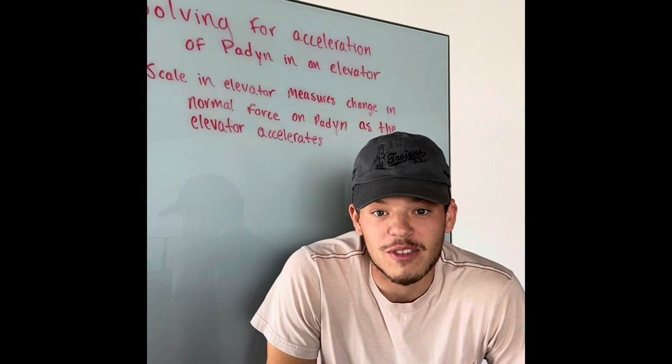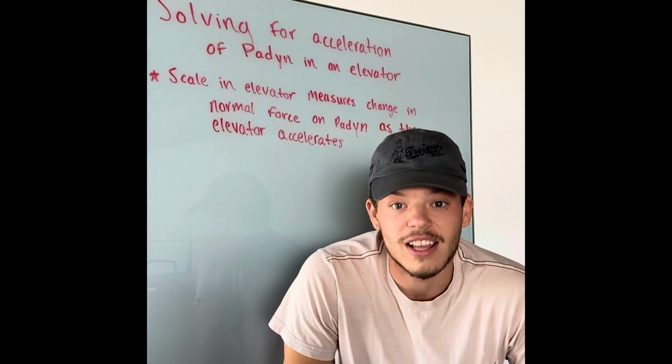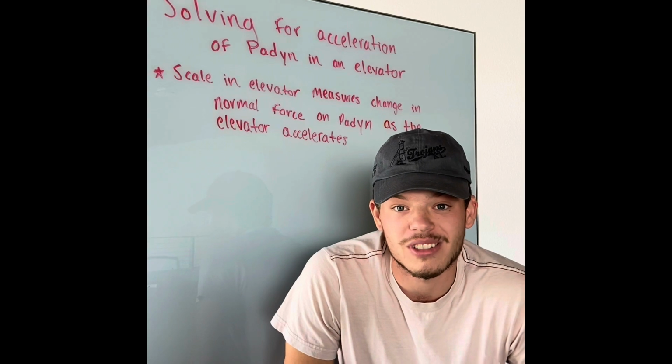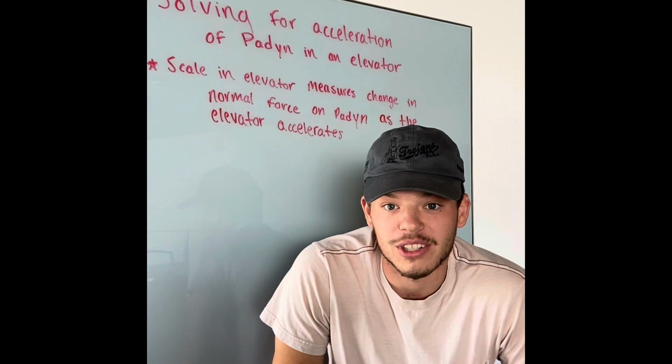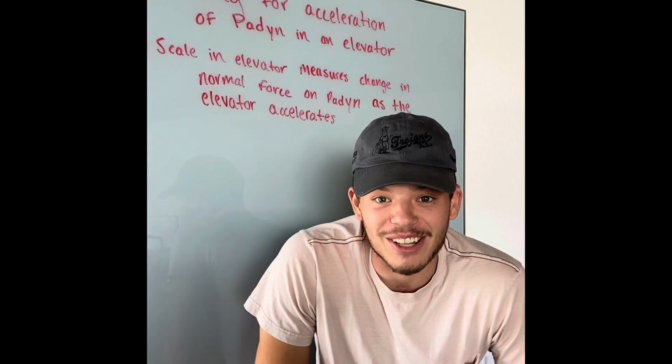All right, so for our physics project, we're solving for Peyton's acceleration in an elevator. How is this done? That's a great question. What we're going to do is put a scale in an elevator, and we're going to see the change in normal force as the elevator accelerates.